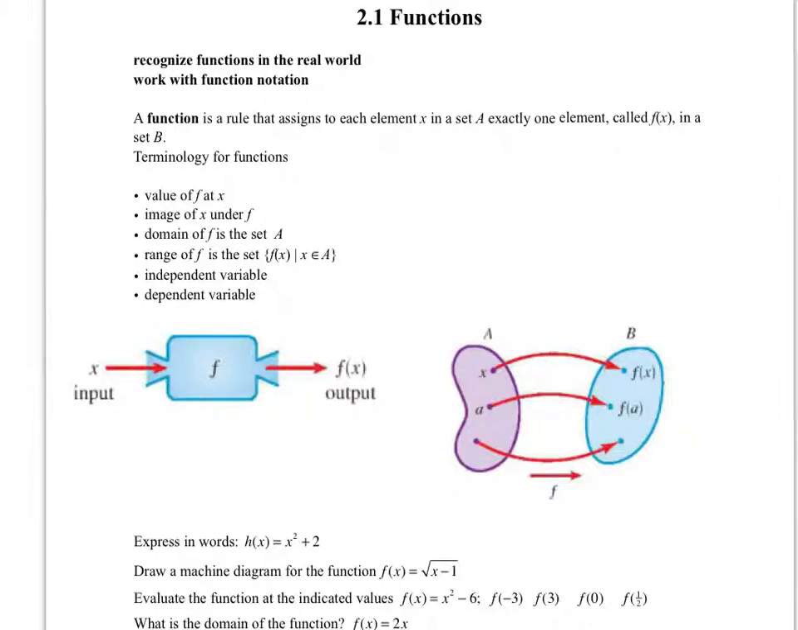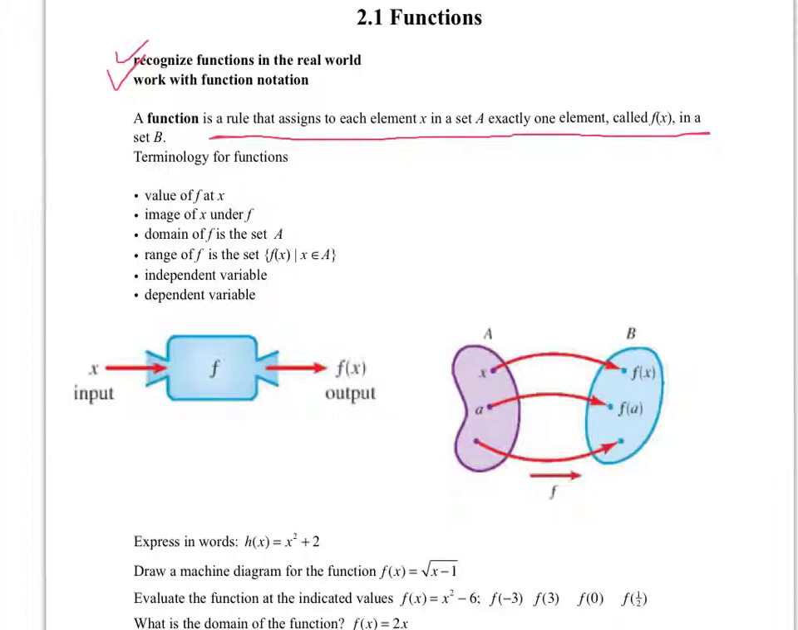In Chapter 2, we started looking at functions, and I suggested that you should read the section in the text that talks about functions in the real world and how to work with function notation. So those are two important sections you should read in the text. And then the definition of a function is that it's a rule that assigns to each element x in a set A exactly one element called f of x in the set B.